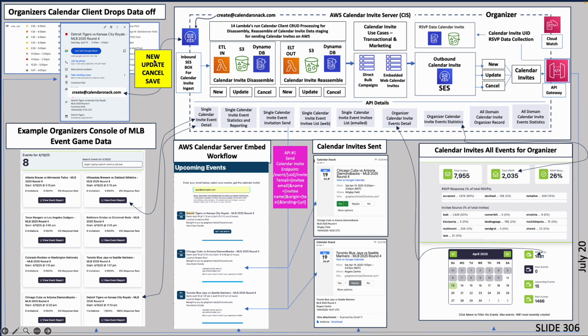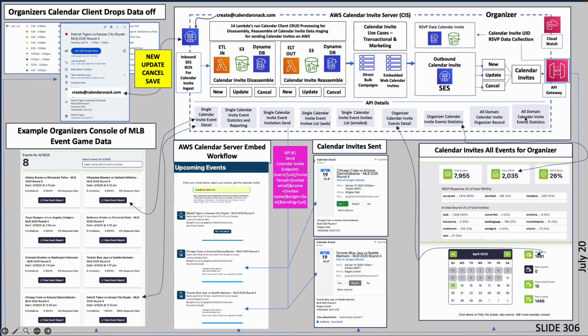And what I'm doing is anytime I send this data from my calendar client to the SES inbox, we actually ingest the data. So the commands are new, update, cancel, or save. We are just using a simple off-the-shelf calendar client, Google or Outlook, sending the MLB game data to the AWS Counter-Invite server, and we're disassembling it and storing it in DynamoDB to get ready to be called by our API number 1, which sends counter invites from an endpoint.